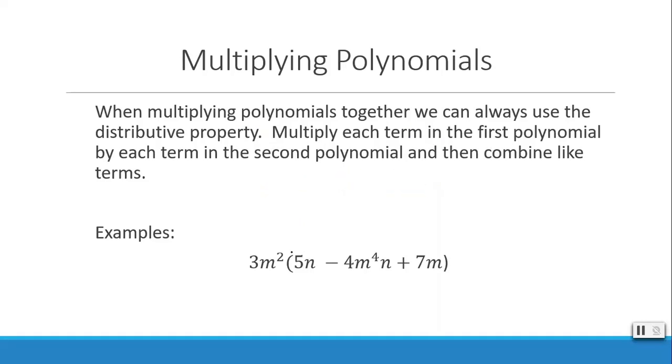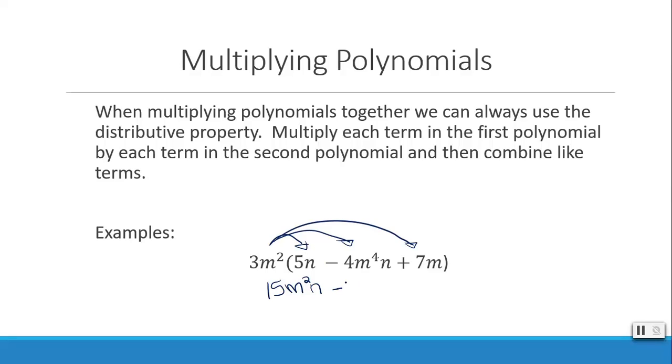When multiplying polynomials, same thing like we just did with distributing. Just make sure that you pay attention to your rules of exponents. So keep in mind when you're multiplying exponents, you want to add them if they have like bases. So here would give you 15m squared n. I can't do anything with these exponents since the bases are not the same.